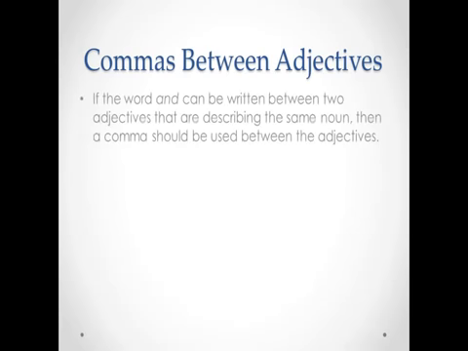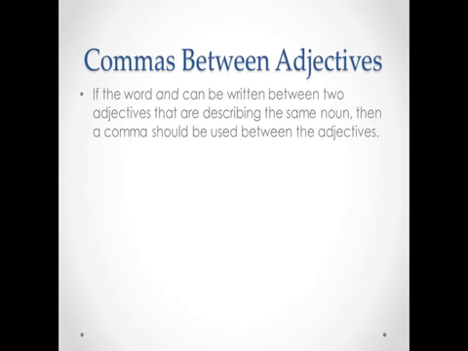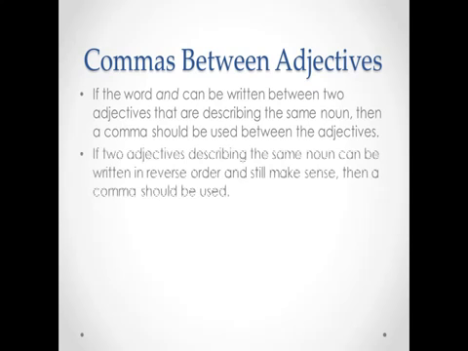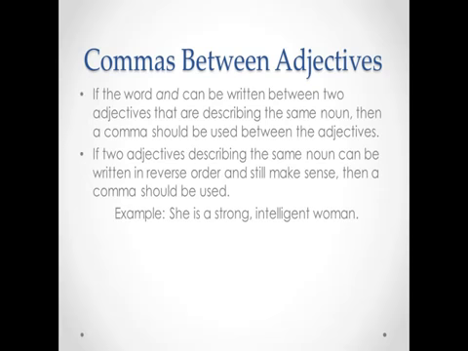Commas between adjectives. If you look here, if the word "and" can be written between 2 adjectives that are describing the same noun, then a comma should be used between the adjectives. If 2 adjectives describing the same noun can be written in reverse order and still make sense, then a comma should be used. So in this example, she is a strong, intelligent woman.